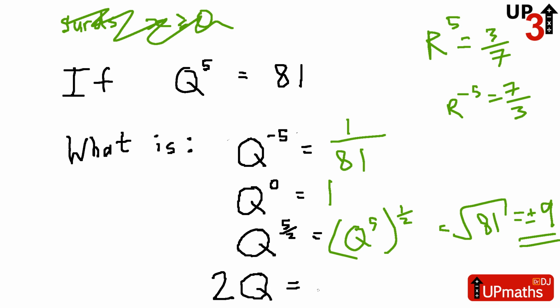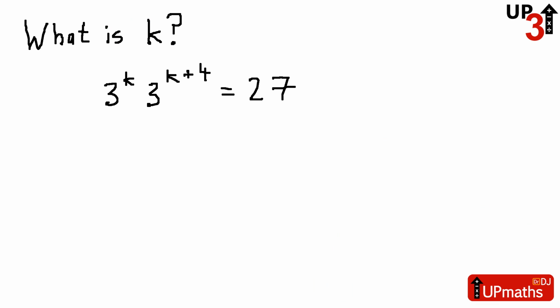Anyway, 2q, this is a weird one, but it's actually just the fifth root of 81 times 2. I mean, it's pretty messy, isn't it? But that's the answer. Let's do the last page. Have a go in your own time, as usual, if you want.